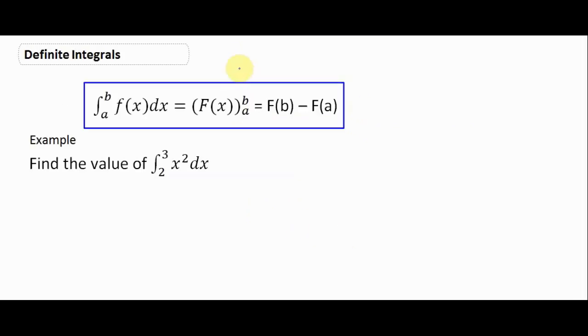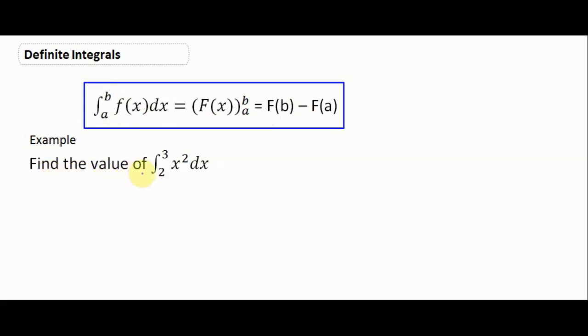Okay, now let's move on to the next topic, that is definite integrals. Integral a to b f of x dx is equal to capital F of x with lower limit as a and upper limit as b, and it's equal to capital F of b minus capital F of a. So you must be familiar with definite integrals. The only difference is that here we have a lower limit and upper limit. First we have to integrate the given function, and then we have to apply the limits. Okay, let's see an example.